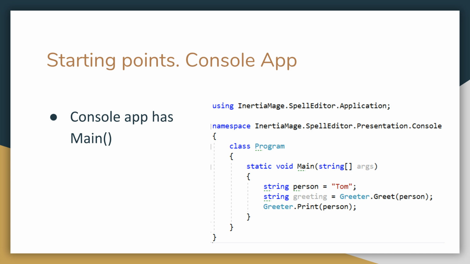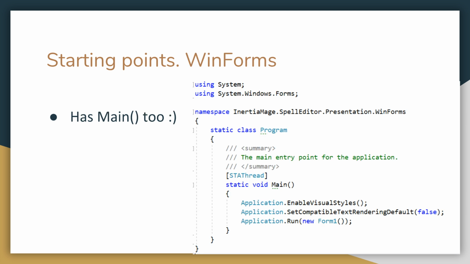So console application has a static void main where you pass some console arguments. Windows Forms has a main method too, which looks a bit different, but all it does is it creates the main form that you created. That's what the main does, essentially. It says that it will be visualized, rendered, and the form will be created.